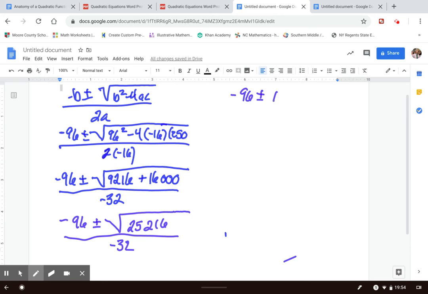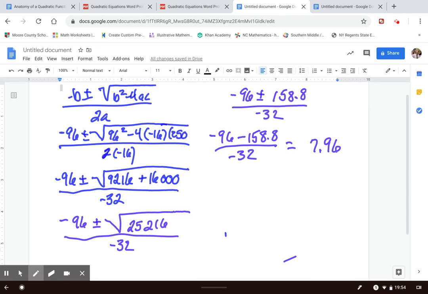So now we're looking for the zeros of my function. I have two equations here. I have negative 96 minus 158.8 divided by negative 32, and when I do that math, I get an answer of 7.96 when I round to the hundredth. Then my other answer is negative 96 plus 158.8, all of that divided by negative 32. When I do that math, I get an answer of negative 1.96.